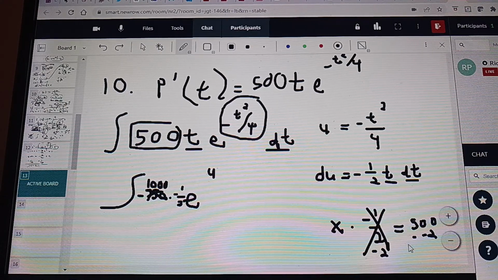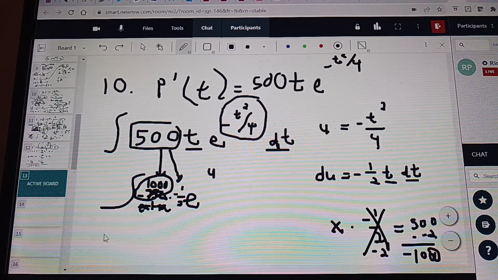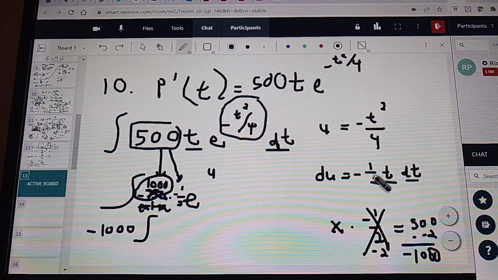And the missing amount is negative 1,000. So I can think of 500 as negative 1,000 times negative 1/2, but the negative 1,000 is extra. Now we have the extra part in the problem. When the extra constant is in the problem, you just pull it out to the front. That was the mistake I made last time. I was thinking that the extra constant was coming from du, and it wasn't.